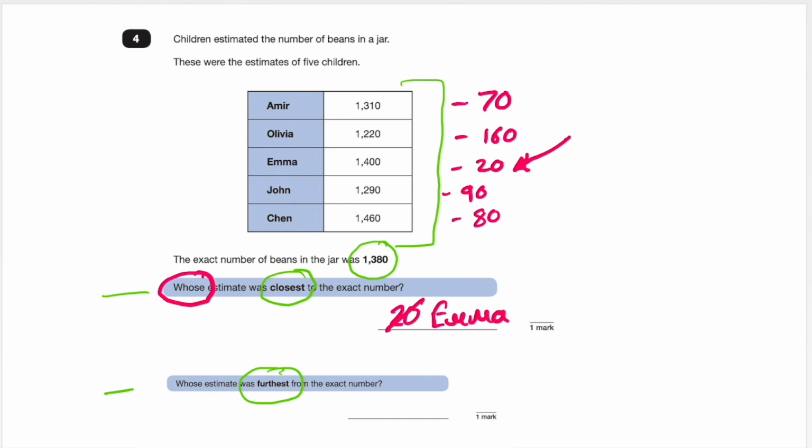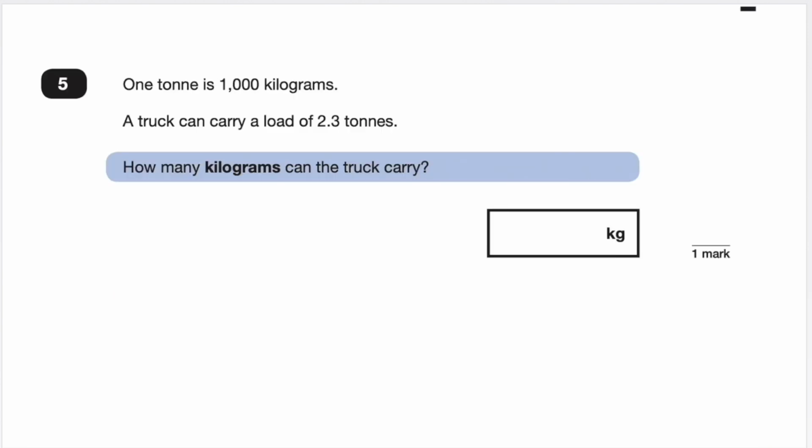Then it says whose estimate was furthest from the exact one. Well, I don't know. Olivia's had a bit of a stinker. She guessed 160 away, so it's going to be Olivia. Sorry, Olivia. 2 marks. Question 5 says 1 ton is 1,000 kilograms.